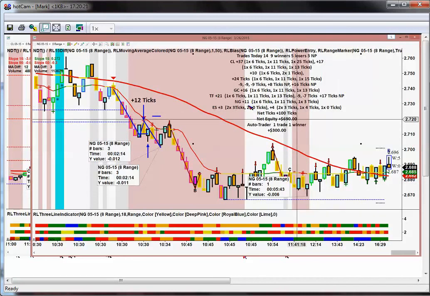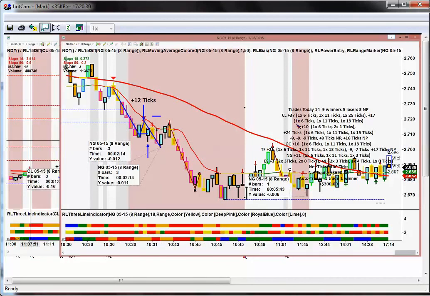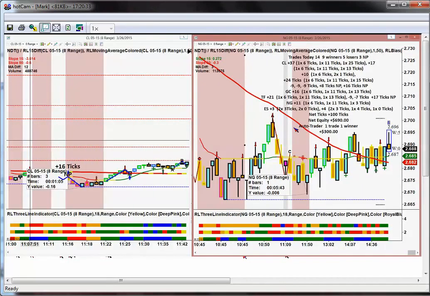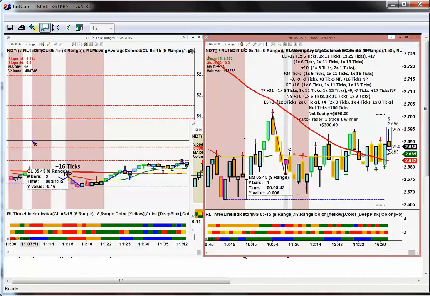The natural gas, I had 11, one at 6, one at 11, and one at 3. Then on the ES, I had 2 winners. Net ticks were 100. Net equity was $690. Auto Trader had 1 trade and 1 winner for $300. So that's how we did today. It was a rugged day, but we made almost $700.